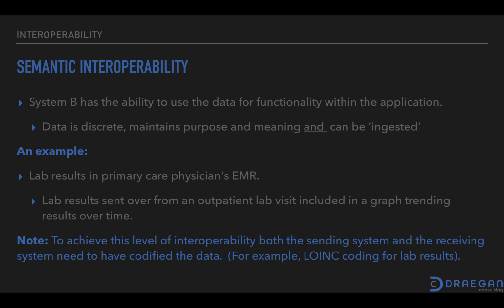One thing to note about semantic interoperability, it's not simple to set up. So in order to have this level of interoperability, both the sending system and the receiving system need to have codified their data. So they both need to be speaking the same language. They need to know that the sending system CBC is supposed to be a CBC when it lands in the receiving system. So an example of the coding system that I'm talking about is things like LOINC for lab results, SNOMED CT coding for clinical observations, things like that. So that coding has to be in place and has to be attached with the messages when they go across.